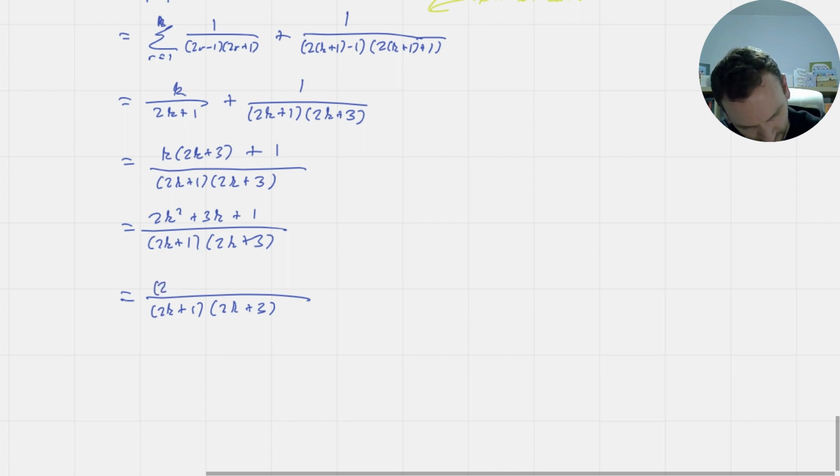So expanding, we're getting 2k squared plus 3k plus 1 all over 2k plus 1, 2k plus 3. And now, hopefully we can factorize that numerator, because if we can, we're going to be in business. This numerator is going to factorize to 2k plus 1 times k plus 1, you can check that, but that should work out nicely. And now we can simplify what we've got. This fraction is just going to simplify down to k plus 1 over 2k plus 3.